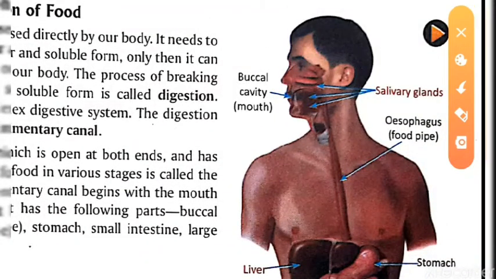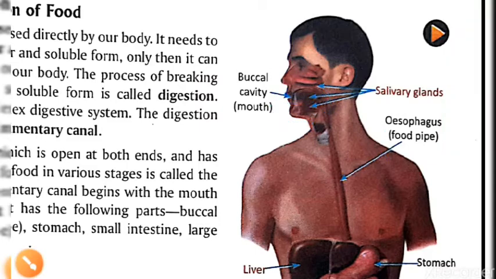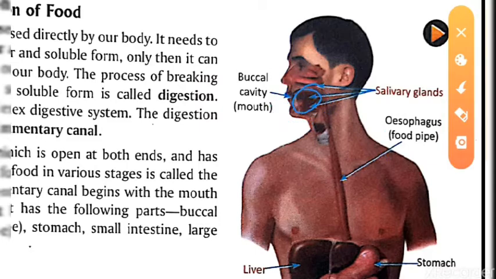If you see this, the buccal cavity, that means the mouth, is the starting point. Now here we have the esophagus. This is the mouth, this is the esophagus. Esophagus is also known as the food pipe. This is the pipe from where the food enters. We have two pipes, the wind pipe and the food pipe. In the food pipe the food enters, in the wind pipe the wind enters.